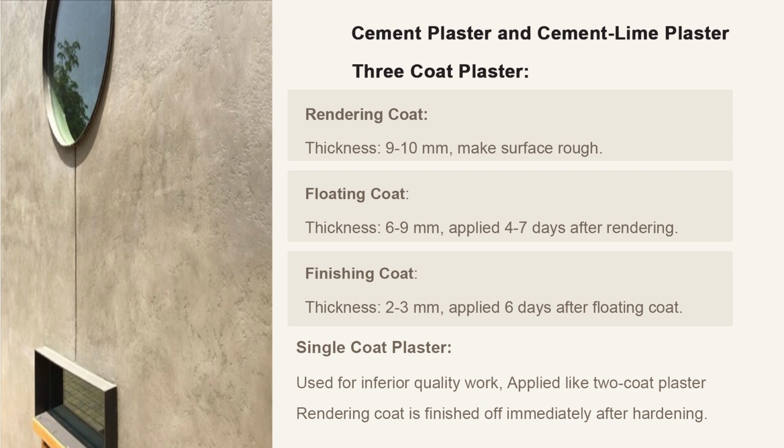Lastly, the single coat plaster, chosen if you are okay with inferior quality work. Here, just 1 coat is applied, much like the first coat of the 2 coat plaster. We finish it off immediately after it hardens enough, ensuring it is as smooth and consistent as possible.